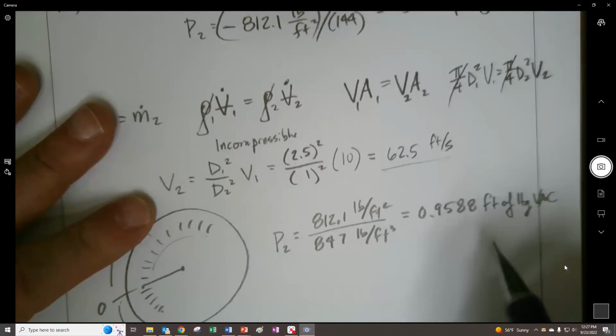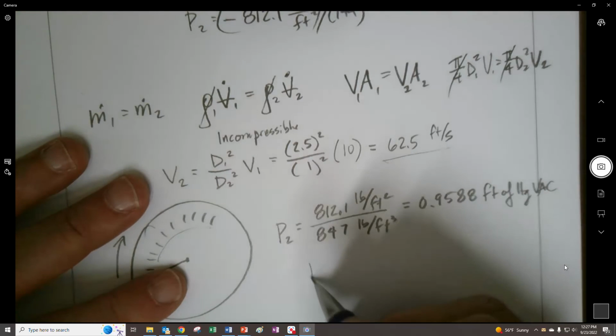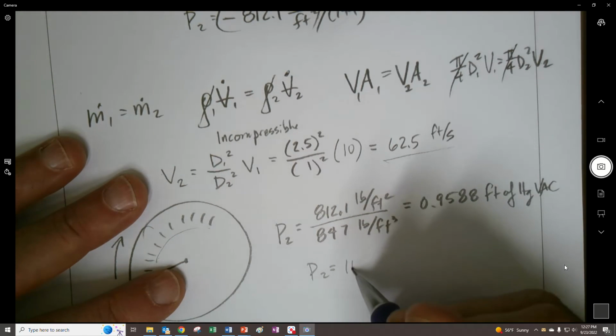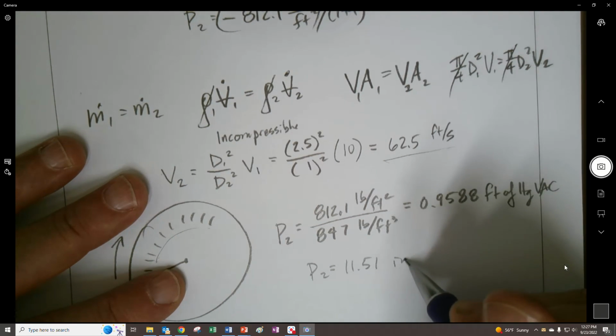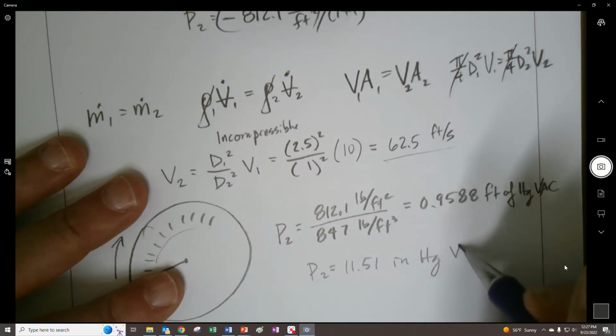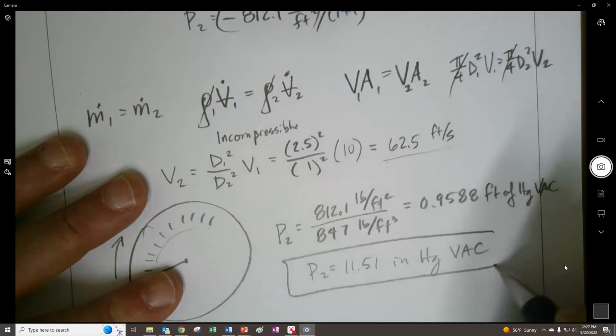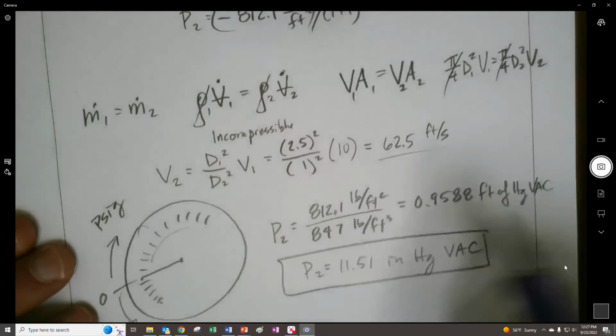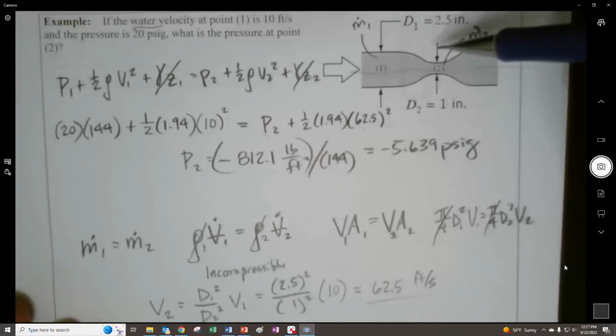Well, most of the time we use inches, so we just multiply that, and what we will have is 11.51 inches of mercury vacuum. And that would be a more standard way of reporting what's taking place in this Venturi tube.